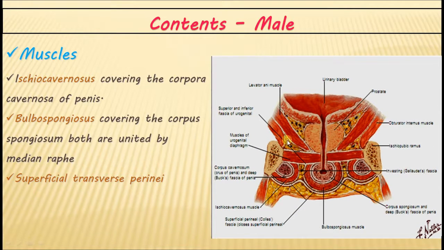So you are able to see in a coronal section, around the bulb of the penis, the bulbospongiosum traversed by the spongy part of the urethra, and that is the bulbospongiosus muscle. This is the corpora cavernosa, which is covered by the ischiocavernosus muscle. They consist of cavernous spaces which are filled with blood, and these spaces are dilated and filled with blood during the process of erection.